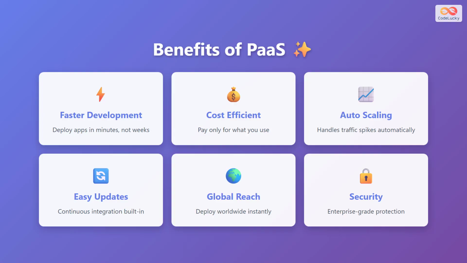PaaS offers numerous benefits for development teams and organizations. It enables faster development, allowing teams to deploy applications in minutes instead of weeks. It's cost-efficient because you only pay for the resources you actually use. Auto-scaling means the platform automatically handles traffic spikes without manual intervention. Easy updates through continuous integration are built right in. You get global reach, allowing instant worldwide deployment. And enterprise-grade security is included, protecting your applications and data. These benefits combine to accelerate innovation and reduce operational overhead.